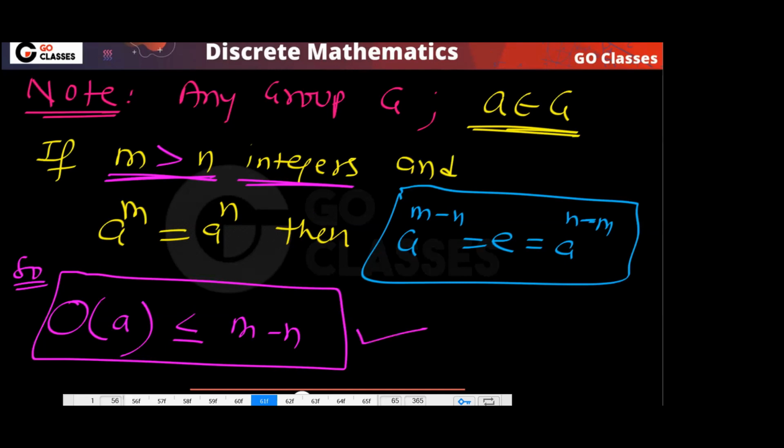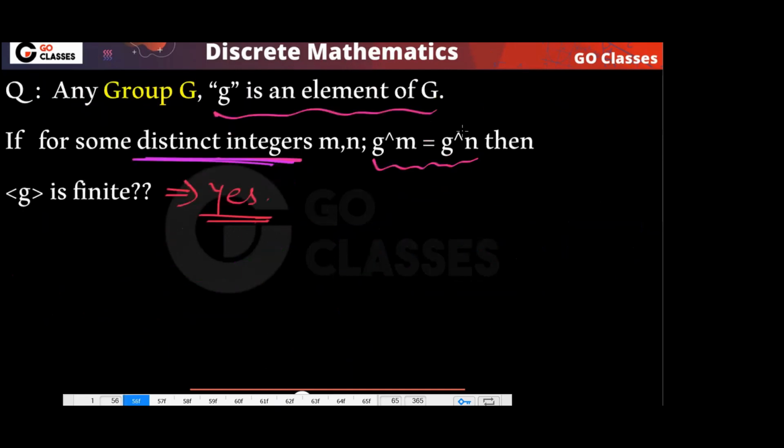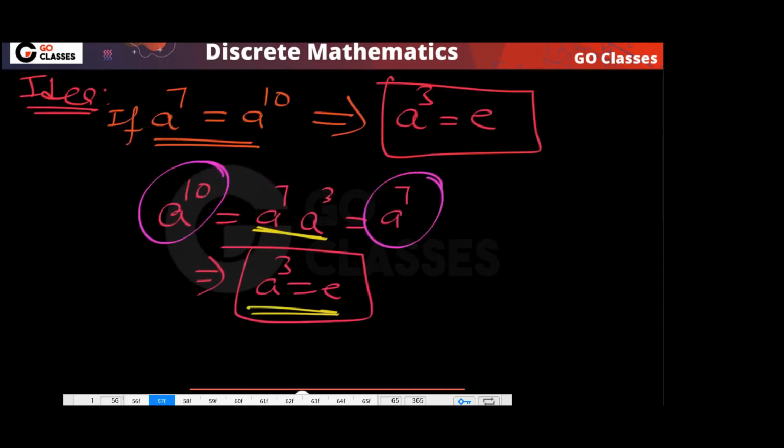So this is a very simple question. Can you notice? This question is not very hard. This is given to you, and from this you can see these are distinct, these are different. So you can consider this type of example. I can say that a power 3 will be the identity element. So order of a will be less than or equal to 3, because a power 3 is the identity element. So that's the idea.